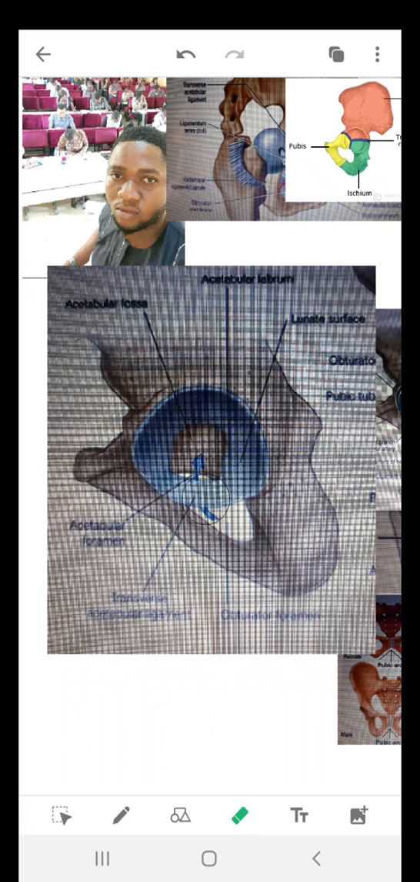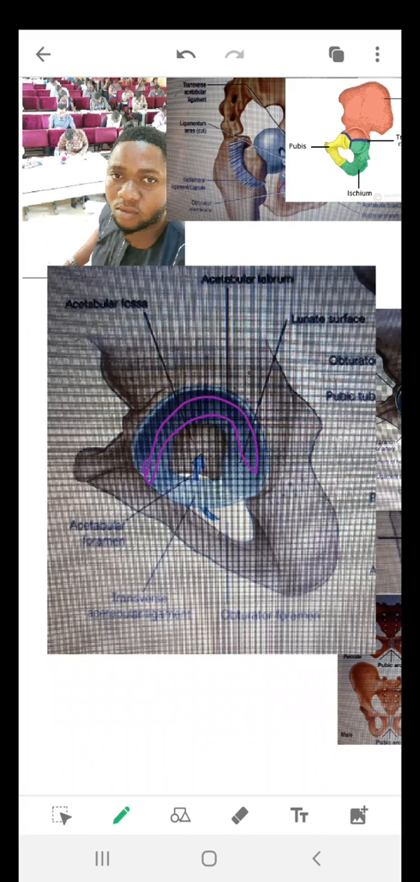Now, there's also something I have not talked about. If you notice this area of the acetabulum, it has a smooth depression there. We are going to be calling that the lunate surface. This part of the acetabulum is called the lunate surface. It forms most of the acetabulum, and it is curved and crescent, moon shaped. So we call that the lunate surface.